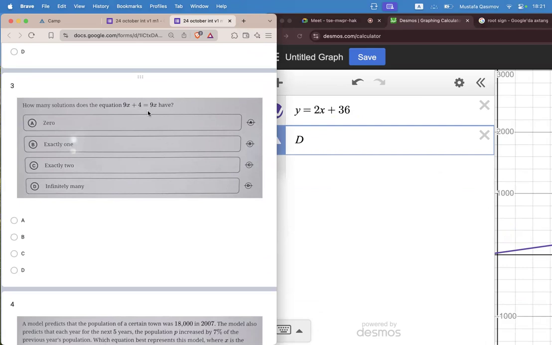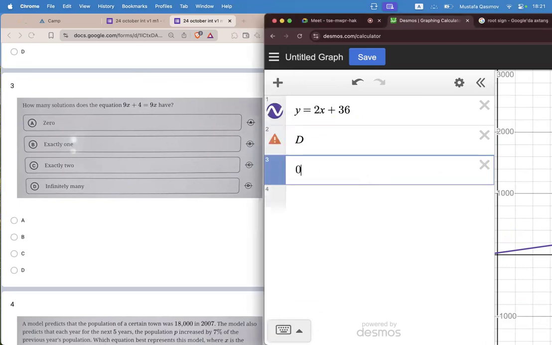Third one, we can eliminate 9x, so we will get 0 is equal to 4, and it is not correct, so it means there is no solution. Answer is A.